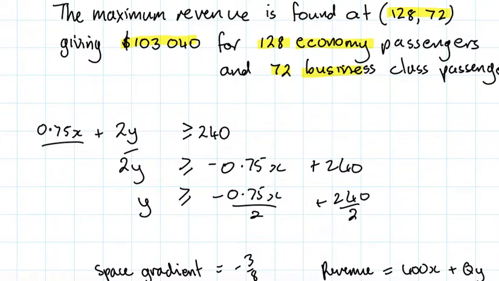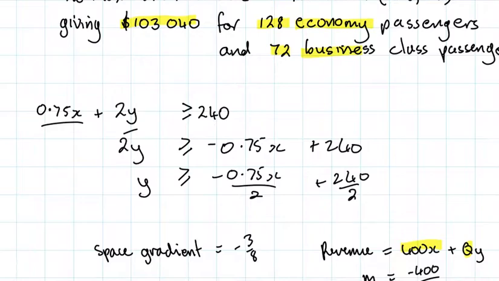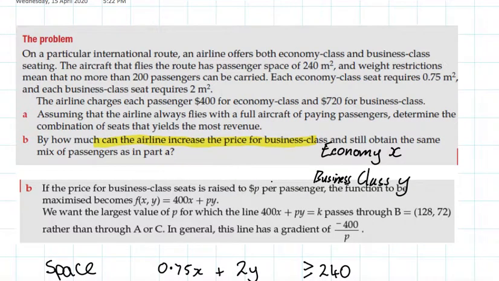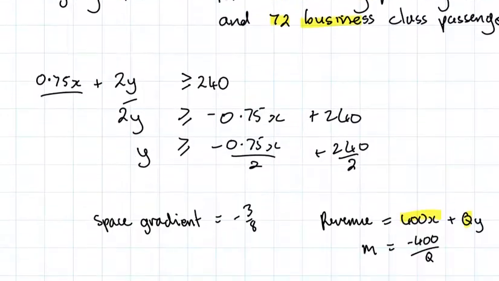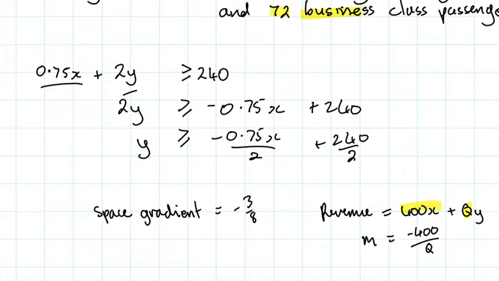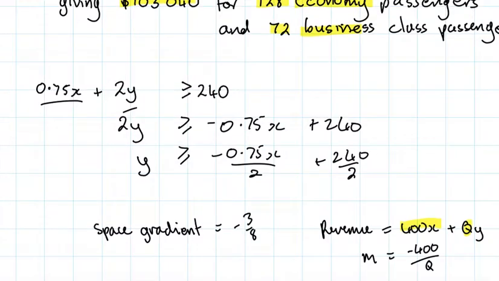We also want our revenue equation to have the same gradient. At the moment, the revenue equation is 400x, but we want to change the y value. So we could put a q there or a different letter, and we work out the gradient of that equation by changing the sign, similar to the other one. You'll get the gradient equals negative 400 over q. Make those equal each other, so we want this one to equal that one, and solve it.